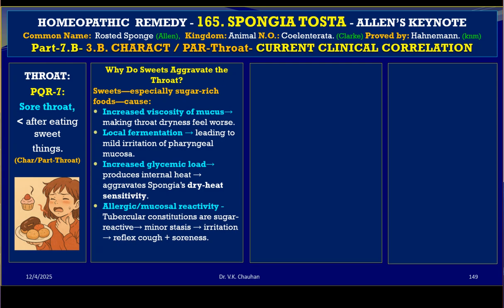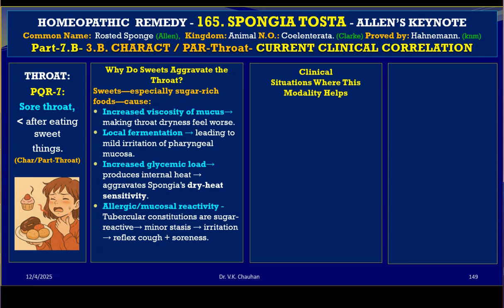In case of allergic mucosal reactivity, because the patient has a tubercular diathesis and the core feature is a tubercular constitution, and such tubercular traits are sugar reactive, there is minor stasis which causes irritation in the throat region and upper GI region, and it causes reflex cough and soreness.